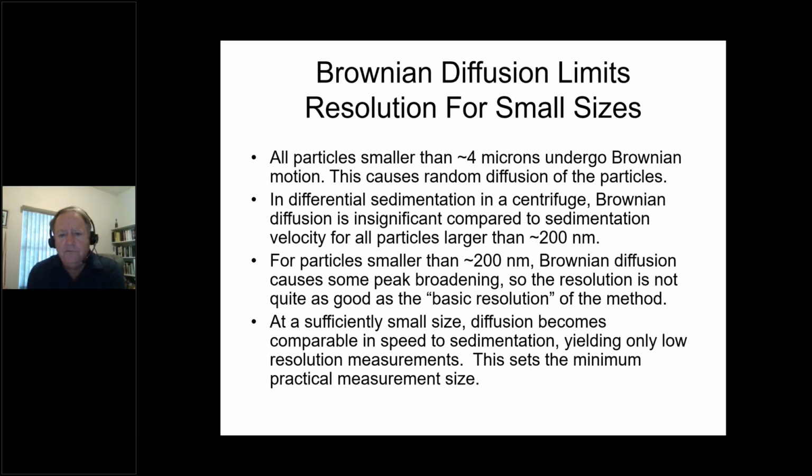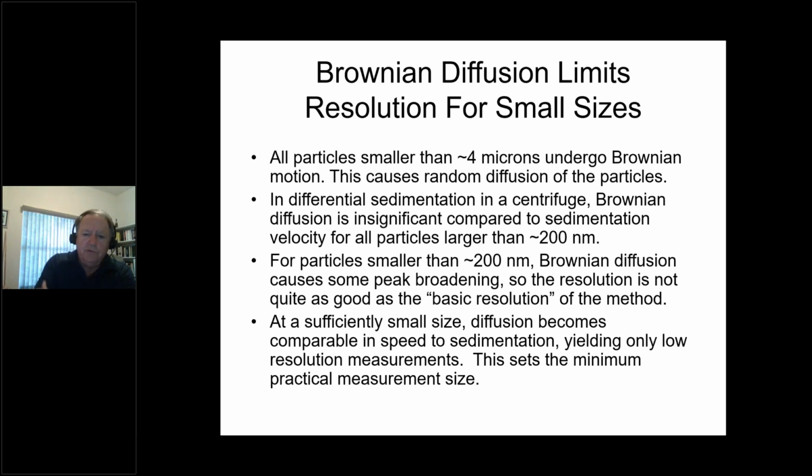Because of the G-force in the centrifuge, Brownian diffusion is usually insignificant compared to sedimentation velocity for nearly all particles larger than 200 nanometers. In other words, if you're measuring 500 nanometer or 1 micron or 2 micron particles, Brownian diffusion simply doesn't contribute anything to the reported distribution.